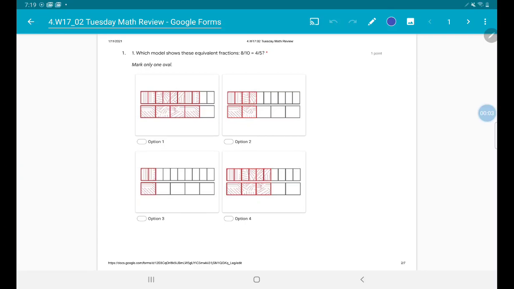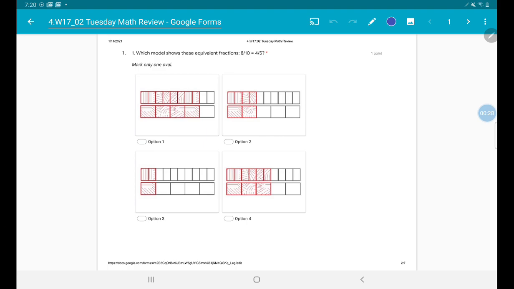Okay, we're going to check today's daily math. The first one asks you which model shows that the fractions 8/10 is equivalent to 4/5. So remember, equivalent fractions mean that they take up an equal amount of space. So our wholes have to be the same, and then we're going to be looking for the same amount shaded.